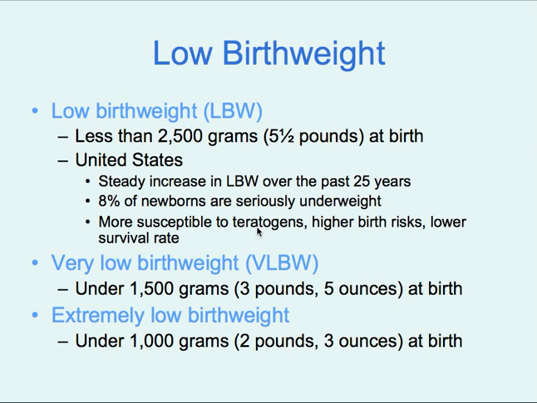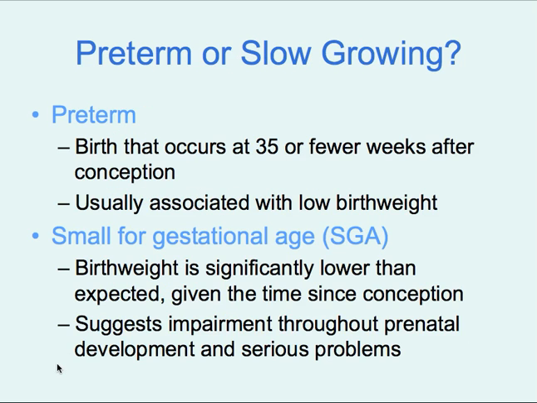Now, in addition to low birth weight, since the weight of the infant is related to their survival, they further define low birth weight as being very low. Very low birth weight is under 1,500 grams, or about 3 pounds 5 ounces, and extremely low birth weight is under 1,000 grams, or less than 2 pounds 3 ounces at birth. So this is low birth weight.